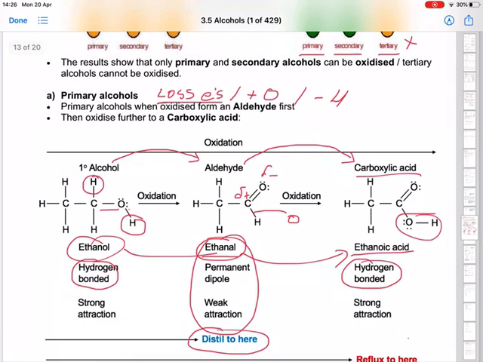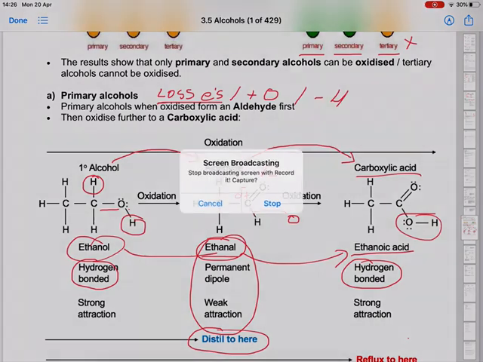So anyway, that's enough about that for now. I'll pick up the next one in the next video, doing the secondary and the tertiary alcohols.